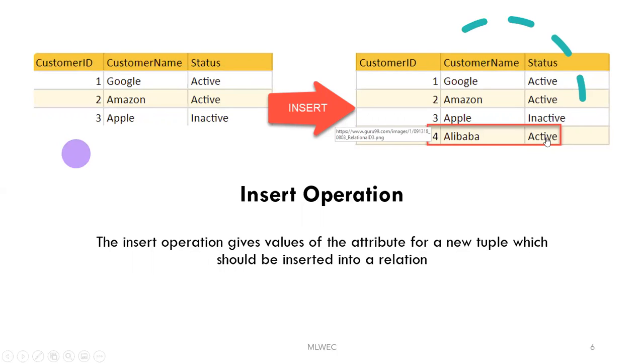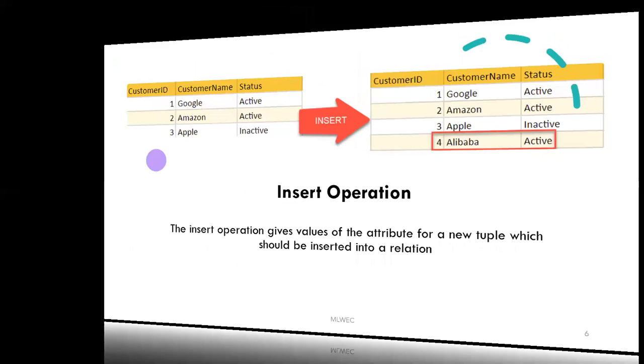Okay, so this is called the insertion operation. When the insertion is completed, where there were 3 rows, now the 4th row is added. So the insertion operation is performed, that is, we added an extra row of data in the existing table. That is called the insertion operation.